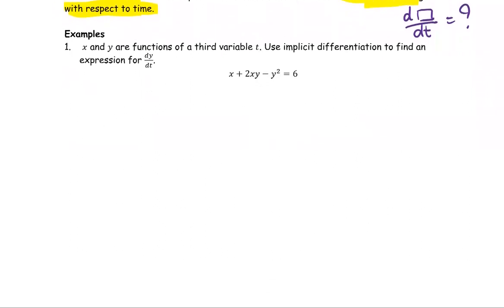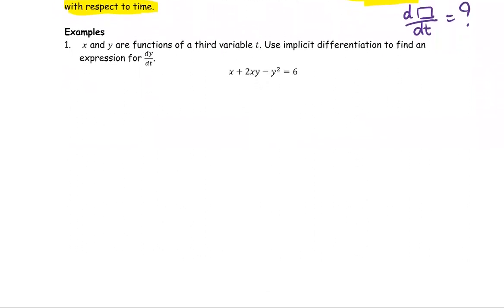So for this example, x and y are functions of a third variable t. Use implicit differentiation to find an expression for dy by dt. The key thing is the independent variable, which is time t, and t doesn't appear in the expression that we have. This is implicit because x and y are all over the place, and at the same time, x is a function of t and y is a function of t. And your goal is to find dy by dt.